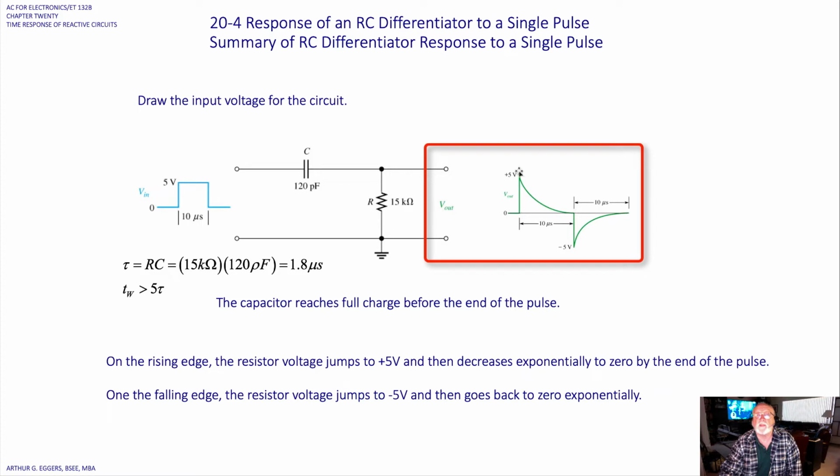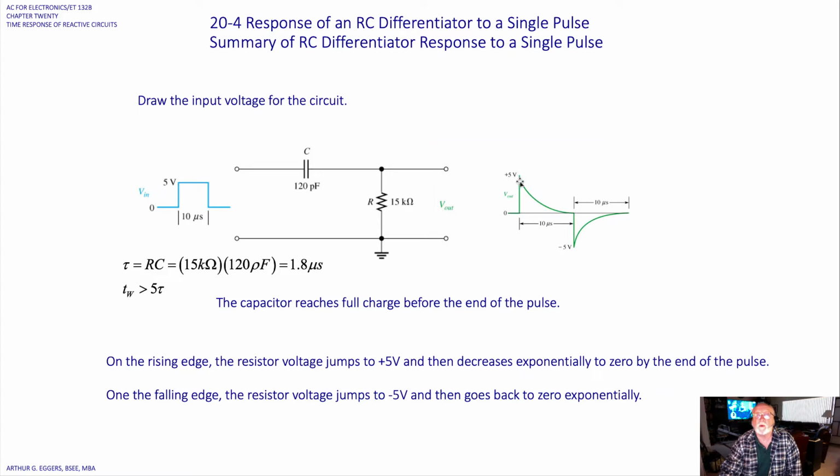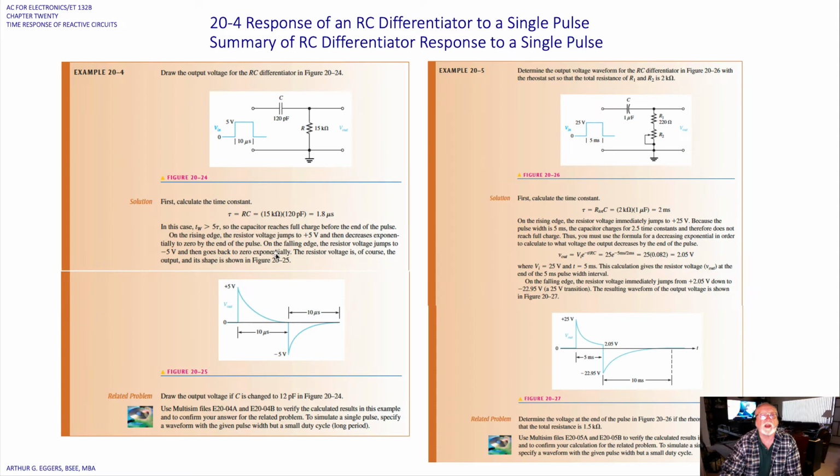We end up with a 5-volt peak to start with. We end up with a 10 microsecond output across the resistor. On the rising edge, the resistor jumps to 5 volts, then decreases exponentially to 0 by the end of the pulse. On the falling edge, the resistor then jumps to minus 5 volts, then goes back to 0 exponentially.